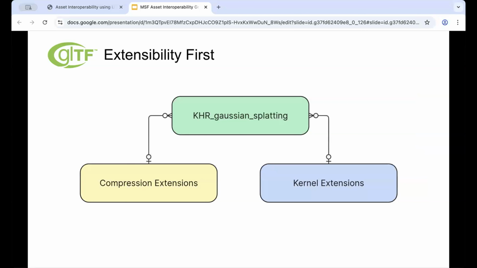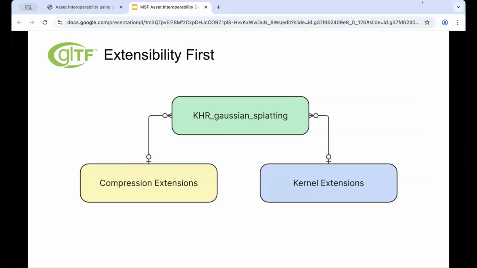That's the idea with this: we've got this whole extensibility-first idea here. We've got compression extensions. There's an SPZ extension, for example. We're hoping that somebody is working on a SOGS extension. We do know that PlayCanvas asked about it, but I don't know where they are with that right now.